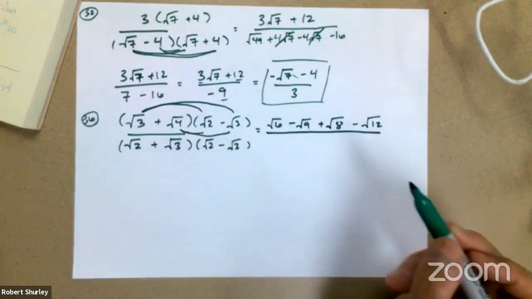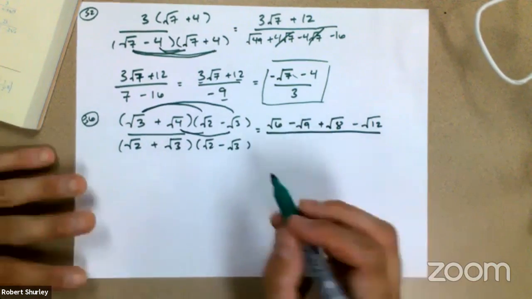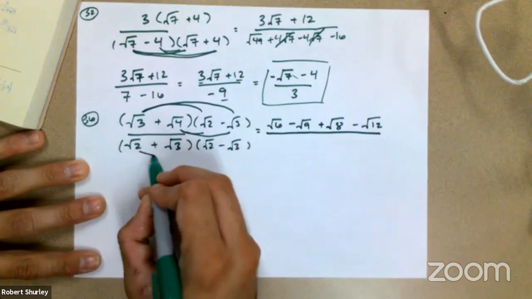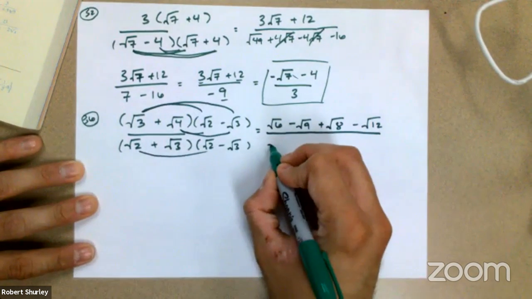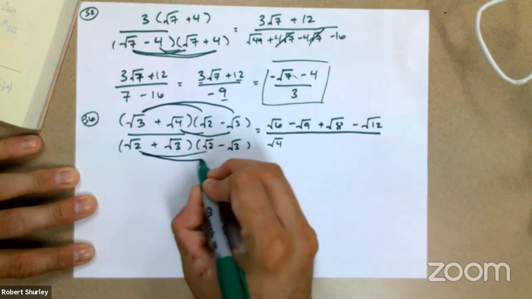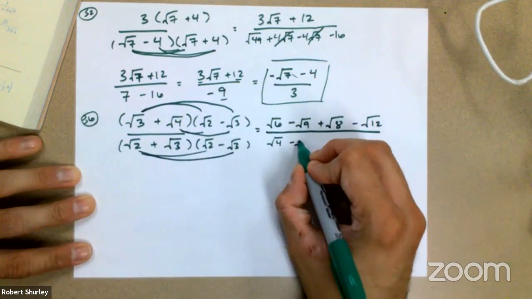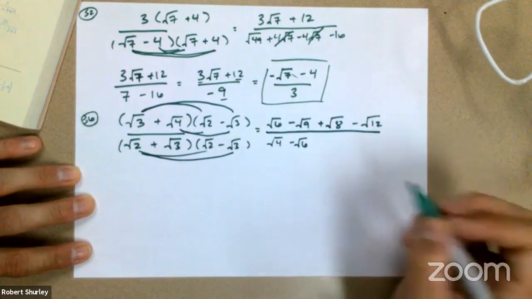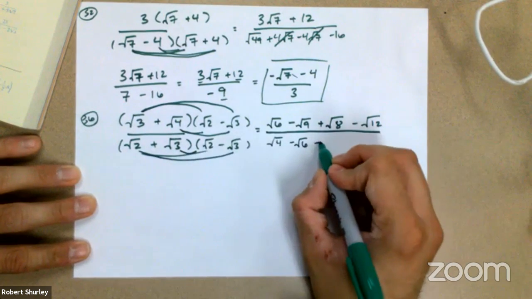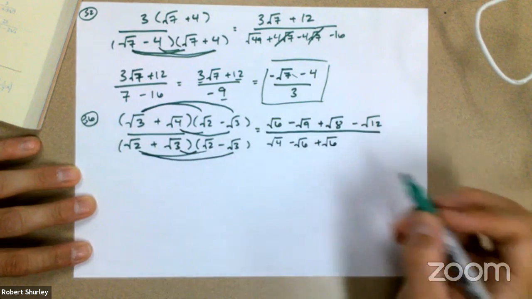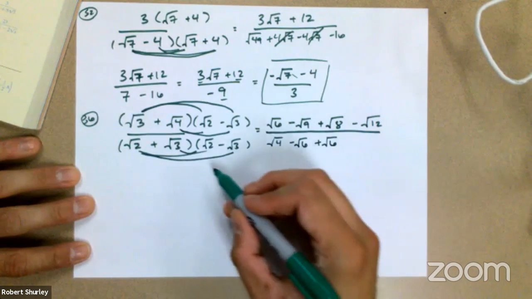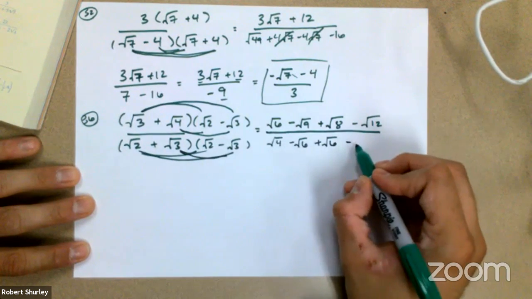Again, you don't have to FOIL out this bottom. You can just do the F and L if you want. But first, we've got the square root of 2 times the square root of 2. That's the square root of 4. Outside, we wind up with minus square root of 6. Inside, we end up with a positive square root of 6. So that's what should happen. These should be opposites. And then lastly, we end up with a minus square root of 9.